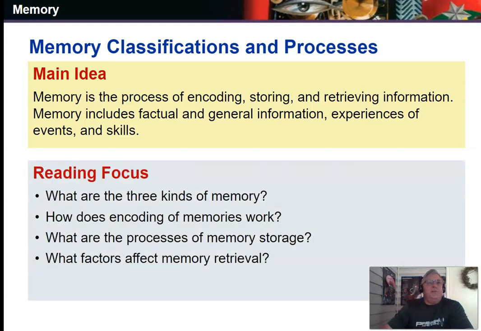So what you should remember from this section and should take your notes on are: what are the three kinds of memory? How does encoding of memories work? And what are the processes of memory storage? What factors affect memory retrieval?